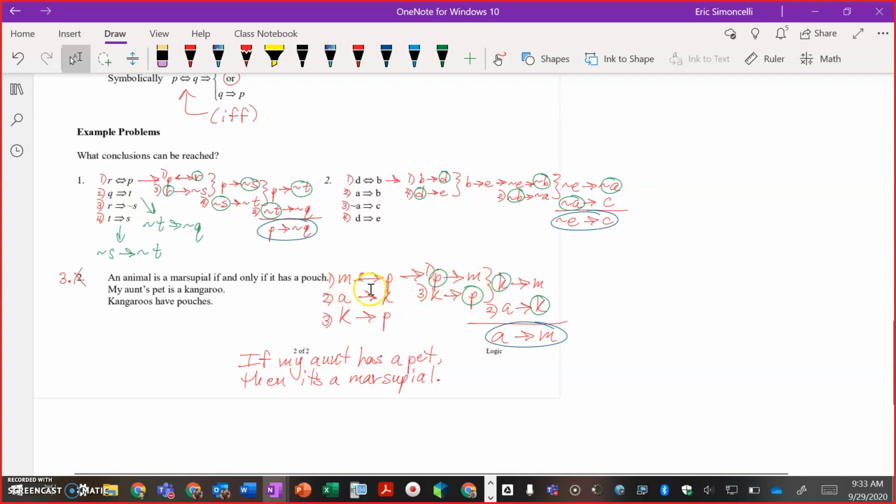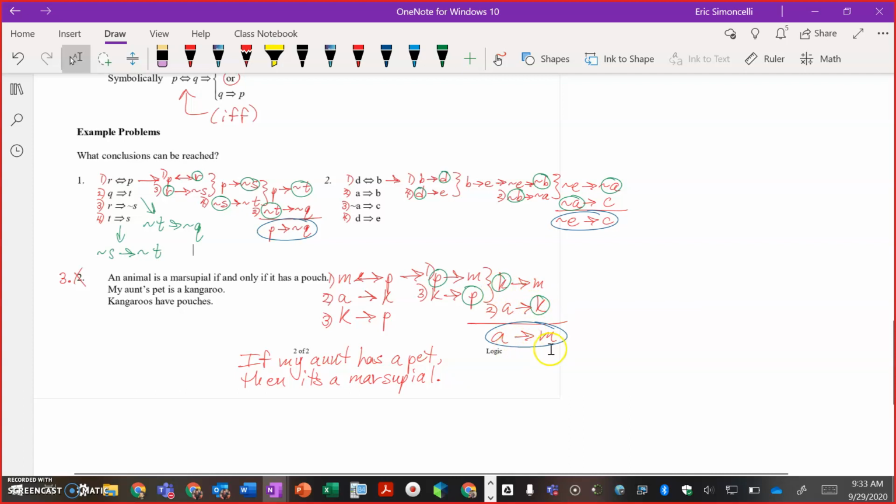It's a biconditional again, right? If and only if. These letters, excuse me, are the same. So K must imply M in the next step. I haven't yet used statement 2, so pop that in right there. These two letters are the same, and because they're the same, A implies M.